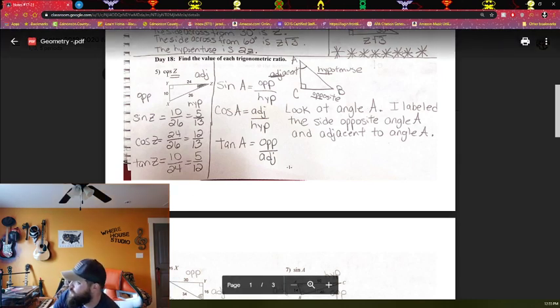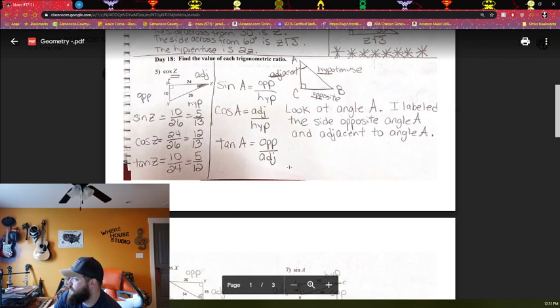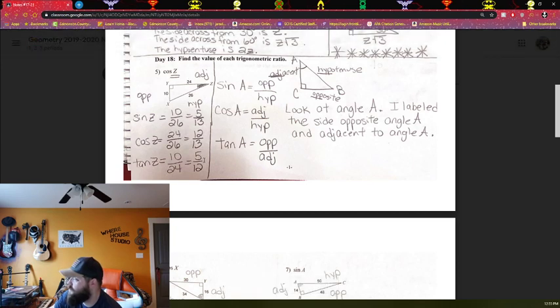Okay, then she went through and she did sine and tangent. So sine is opposite over hypotenuse, so the opposite of Z is 10, over hypotenuse, which is 26, so 10 over 26 simplifies to 5 over 13. Sine of Z equals 5 over 13. And the tangent, opposite over adjacent. 10 over 24 simplifies to 5 over 12.